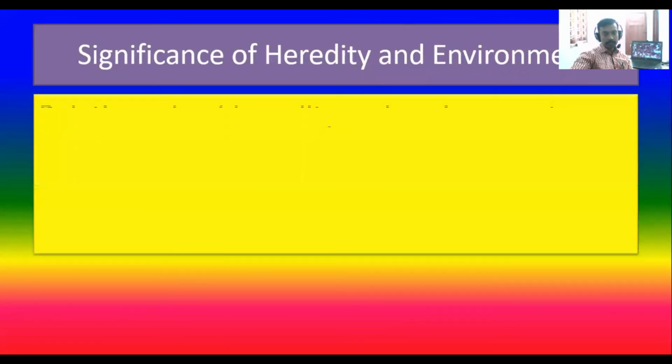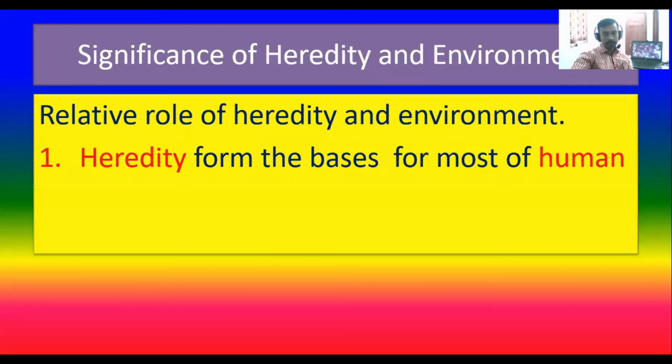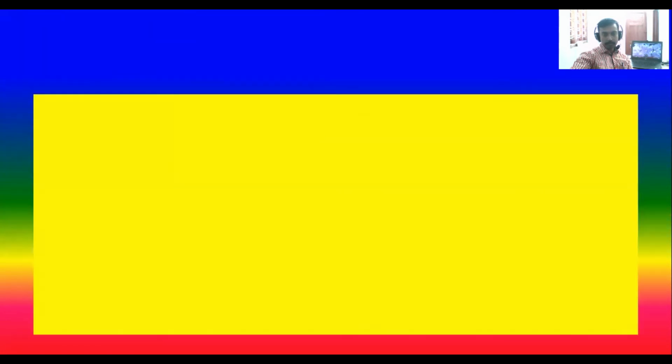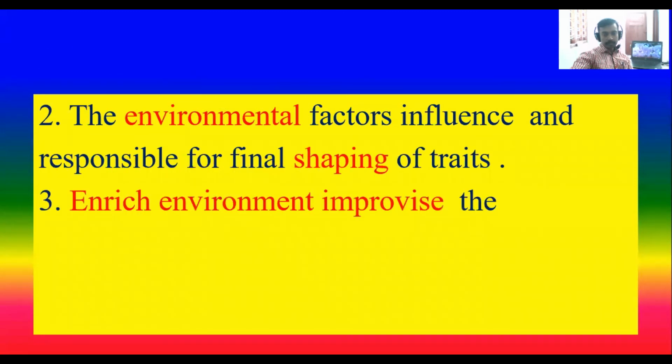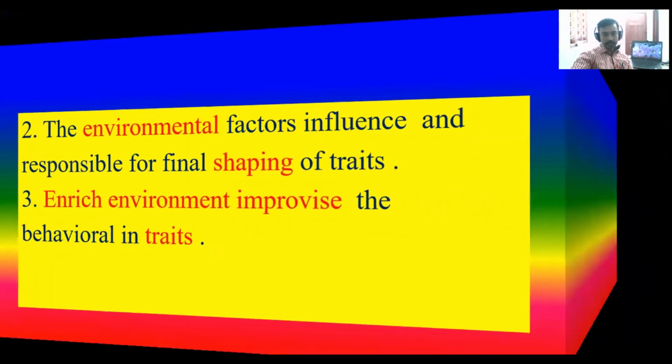Significance of heredity and environment. Relative role of heredity and environment. First, heredity is responsible for most human traits. The environmental factors are responsible for the final shaping of traits. An enriched environment improves the traits and behaviors.